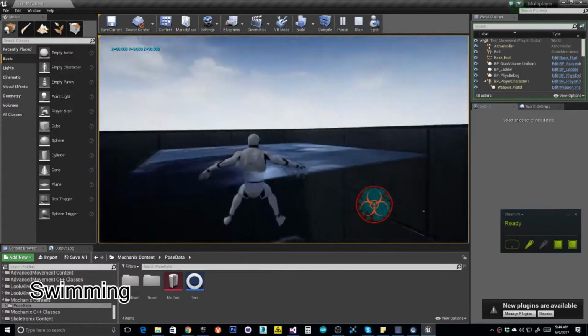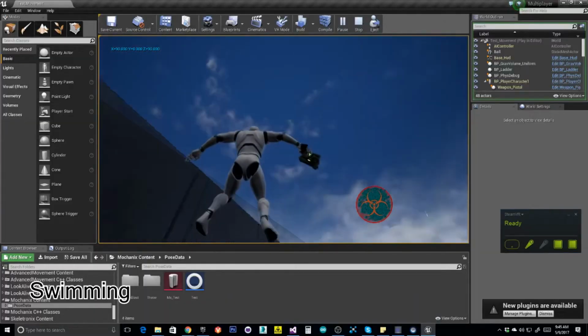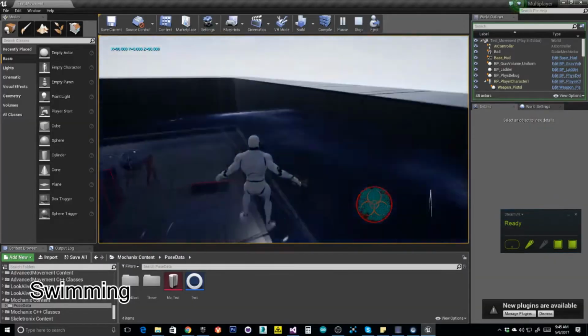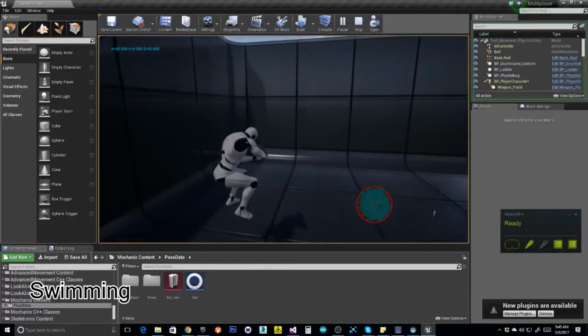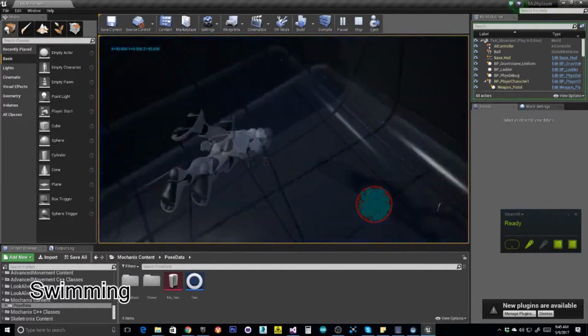Here we are with our swimming physics. There are 2 different modes: one for when you're at the surface and one for when you're completely submerged. Basic animation implementation. And underwater, it's similar to the 6 degrees of freedom flight mode.